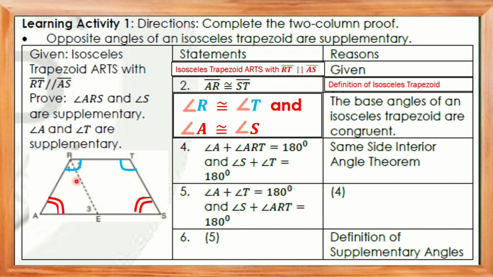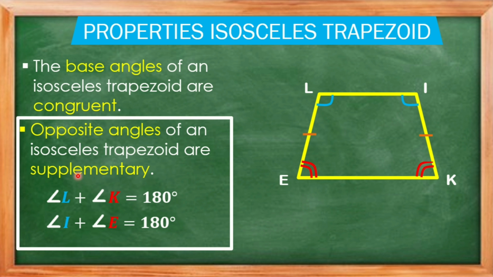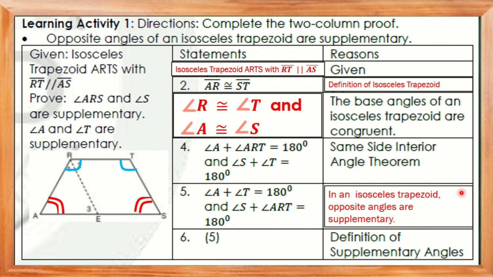So, ano bang relationship ni angle A at saka ni angle T at saka ni angle R at saka ni angle S? Okay, so di ba mga opposite angles sila? At sabi sa second property of isosceles trapezoid natin, opposite angles of an isosceles trapezoid are supplementary. So, ibig sabihin, since opposite angles yung mga nasa statement natin, ang reason natin dito ay, in an isosceles trapezoid, opposite angles are supplementary.